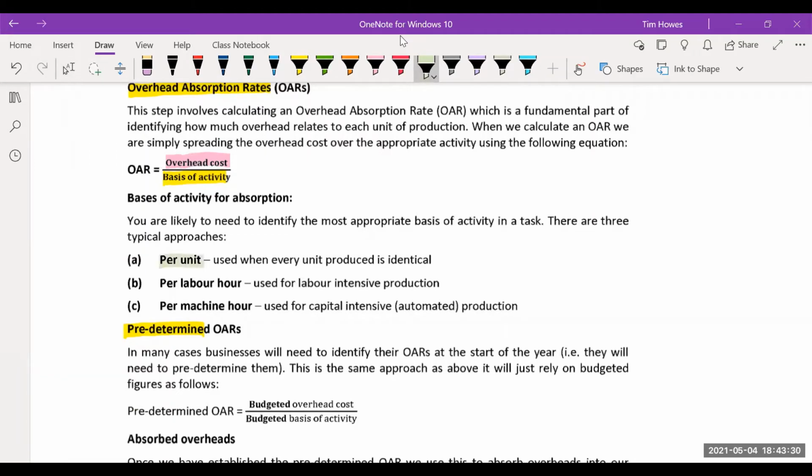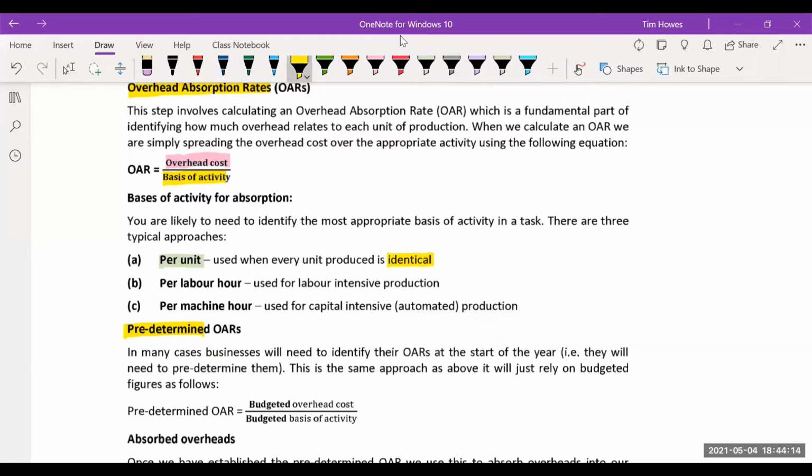Now, when we talk about basis of activity, bear in mind that there are simple ways of doing it, which is just to say, how many units do we produce? How many pieces of fish go through the flour tub? How many pieces of fish go through the batter? Or how many units go through the painting division? How many units go through the metal bending division, or whatever they want to create? Doing it on a unit basis is relatively simple, it's relatively obvious, but it is generally only relevant or appropriate if everything that we produce is identical.